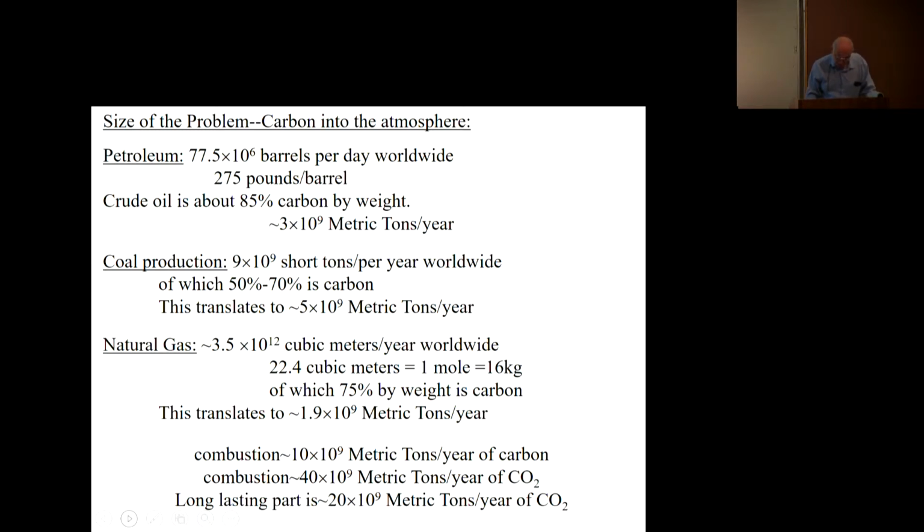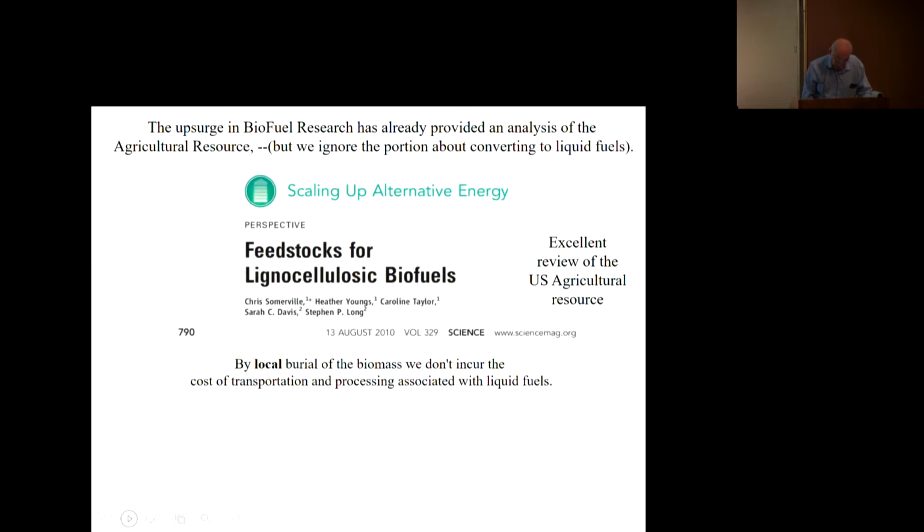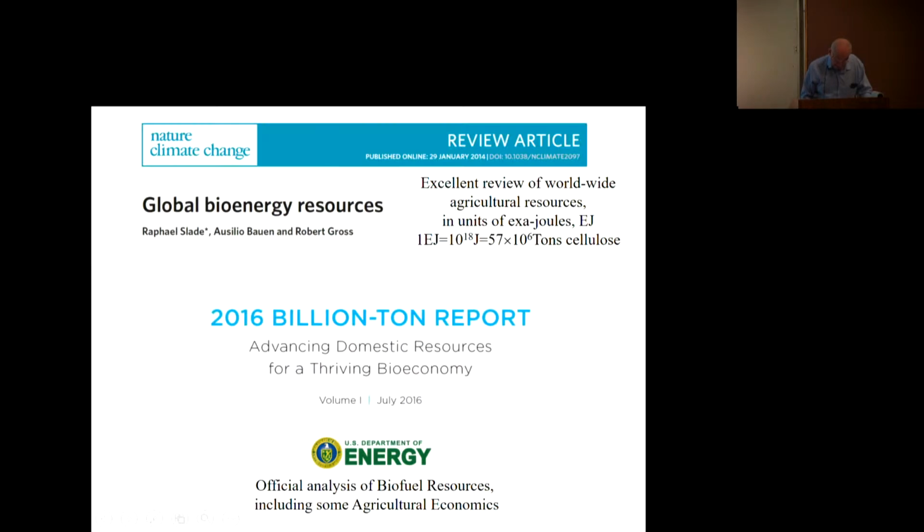Now, what is the size of the problem? I have a whole bunch of calculations here, but it comes out that every year you have to pull 20 gigatons of CO2 out of the atmosphere. So it's a lot. But it has already been studied thoroughly by the biofuel people. And these are some of the papers that they wrote on this. And here's a Department of Energy report on how to get to the gigaton level.